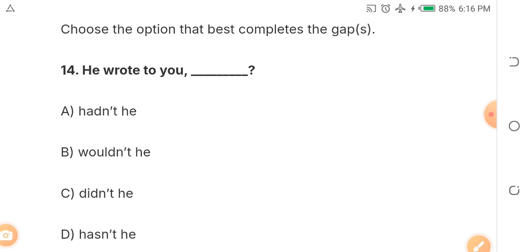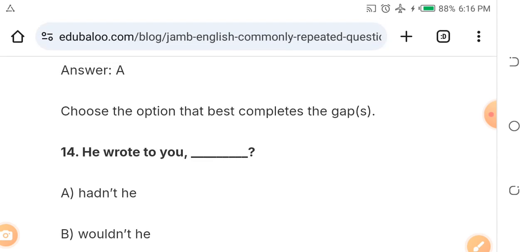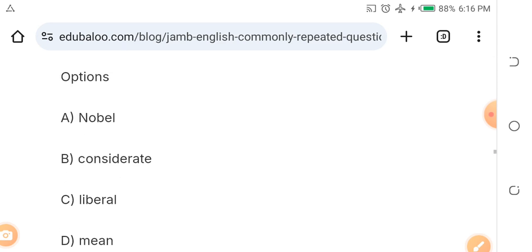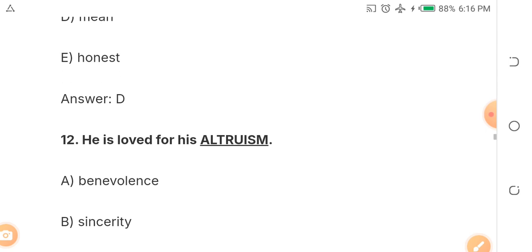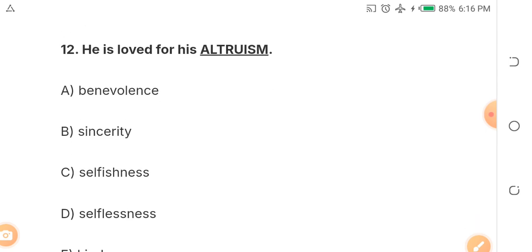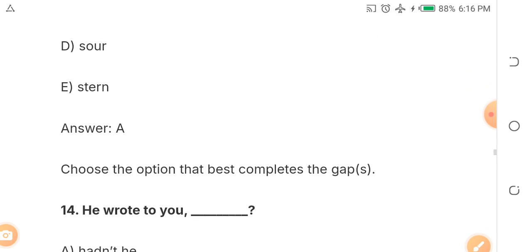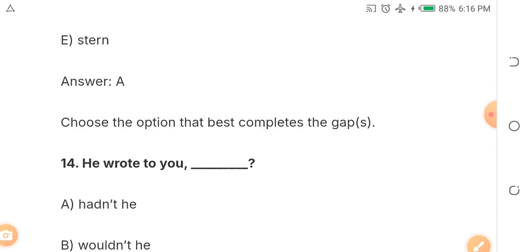Do you get me? So let's dive into question 14. Let's even start from question 12, so that you follow very well. Okay, let's just start from question 14. Choose the option that best completes the gap. In part 6, we did from 1 to 13. So here we are continuing from 13 downwards.